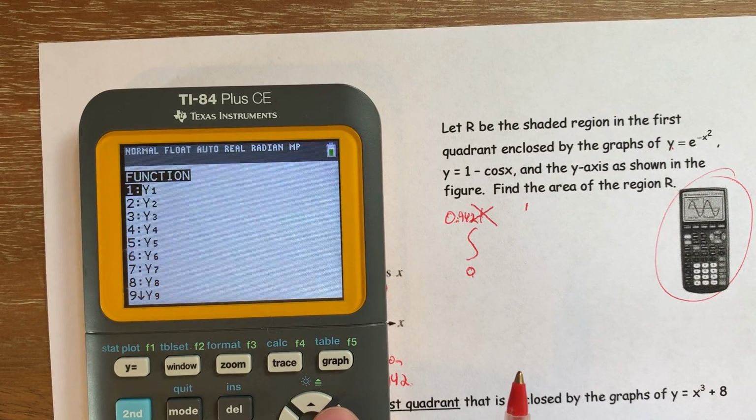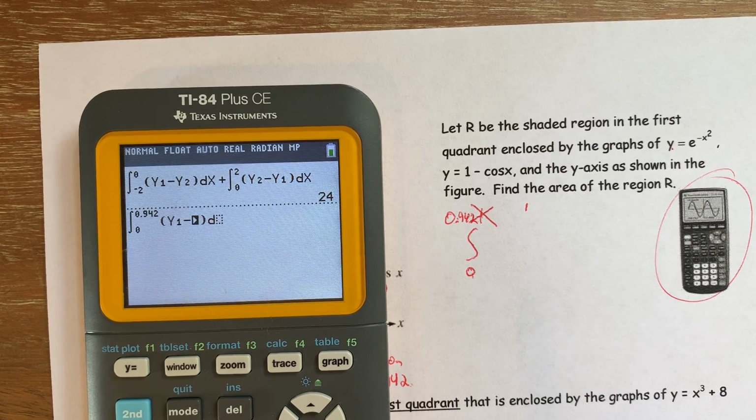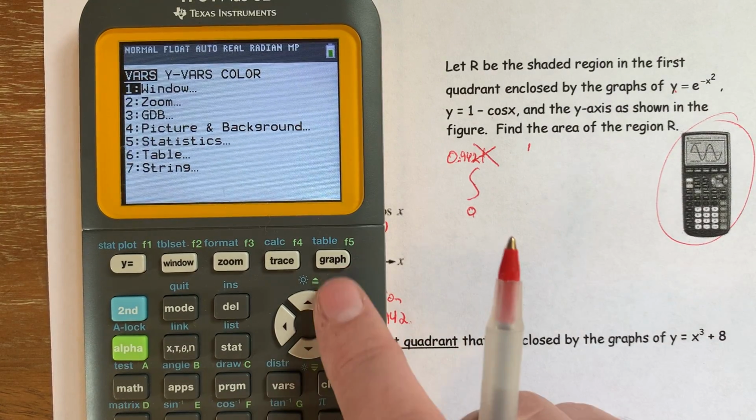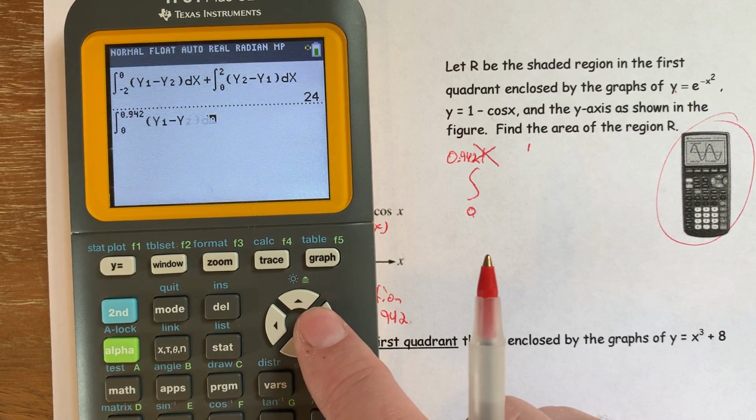Variables, Y variables, function Y1 minus... I'm pressing this variables button here. Y variables, Y2 dx.